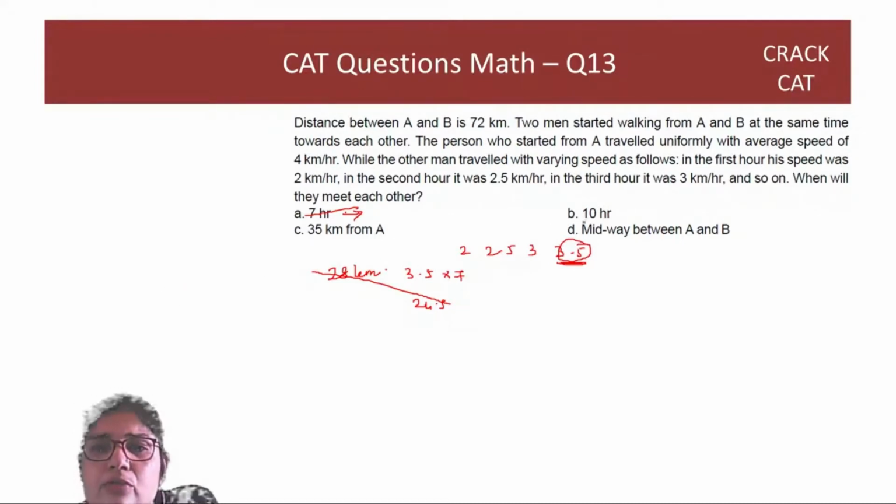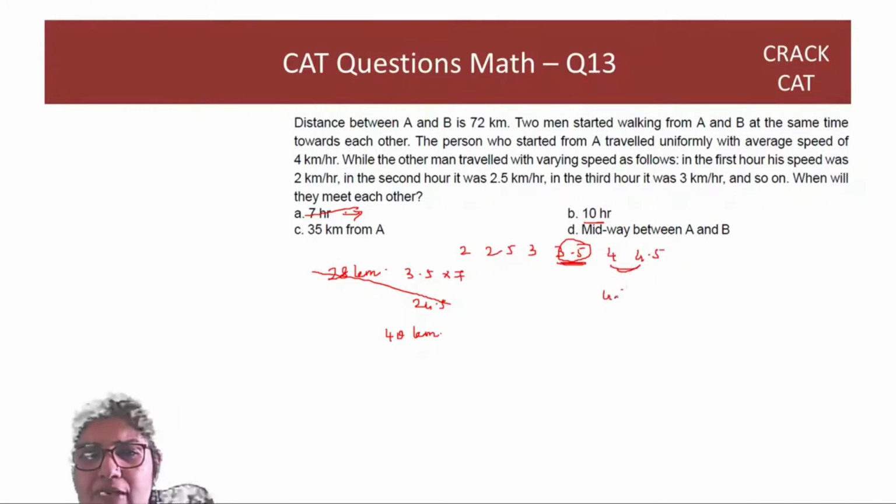Next, you just try for 10. So this guy covers 40 kilometers. Already we know the fourth term is this, the fifth term is 4.5, so the average will be between them, 4.25 into 10. This is what is covered, which is of course exceeding 72. So it won't be 10 hours either.